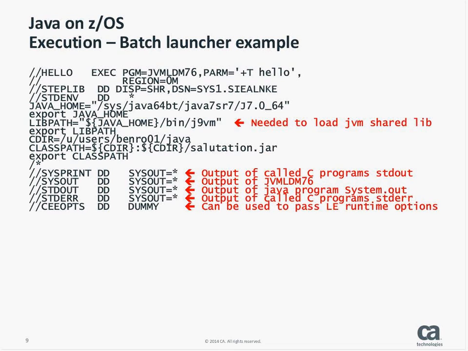We set another environment variable called class path. That's where all the jar files are. Here we just have a bunch of output from various things. If you have a JNI module that writes to standard out, that will go to sysprint. Output of the batch launcher goes to sysout. Output of the Java program goes somewhere else. So it's easy to tell where output is coming from.